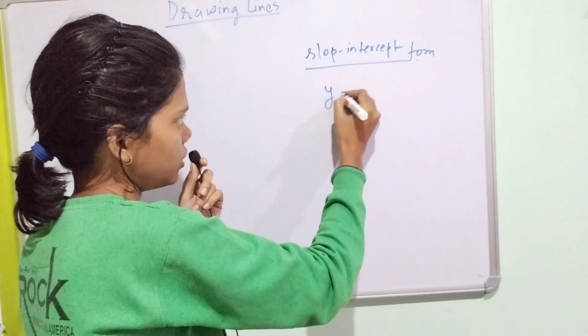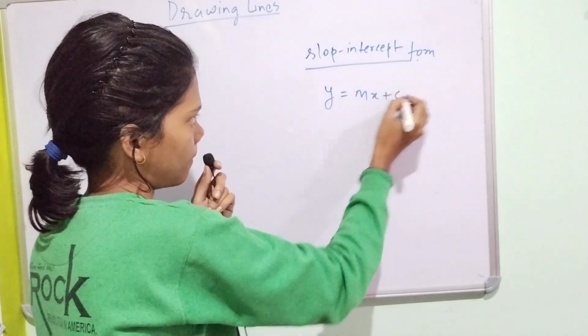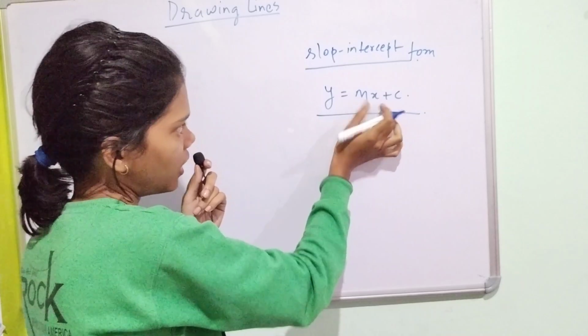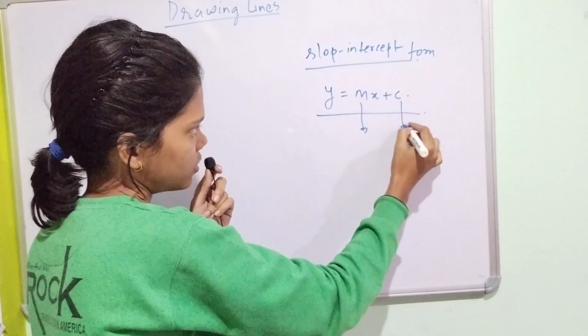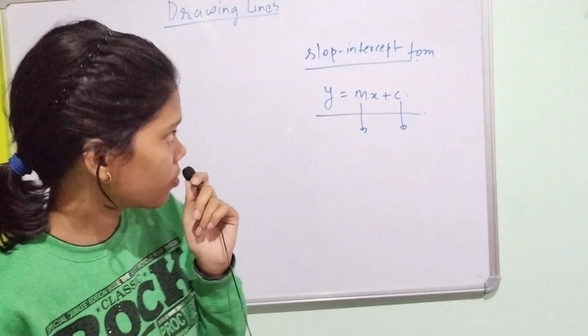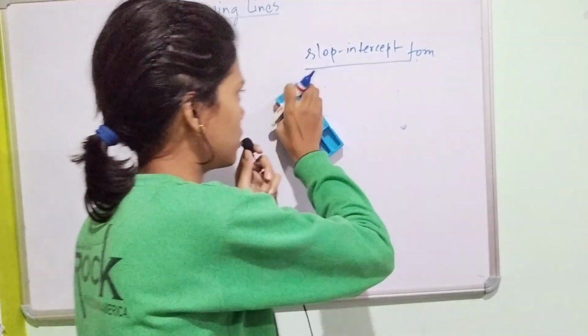This is basically y equal to mx plus c. Any equation we are given, first we will convert that equation into this format, and then we will see the slope and the y-intercept, and then we will draw the graph. This slope intercept form is derived from the standard equation only.